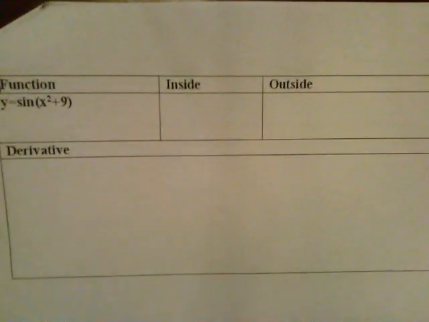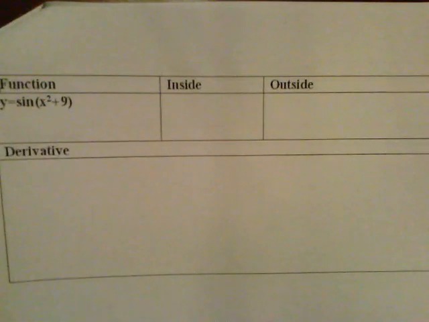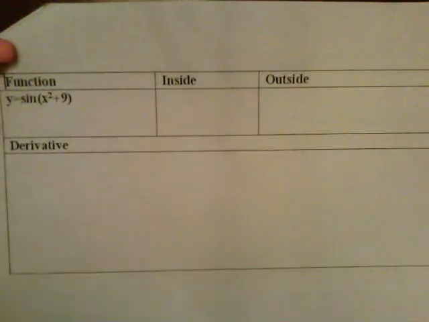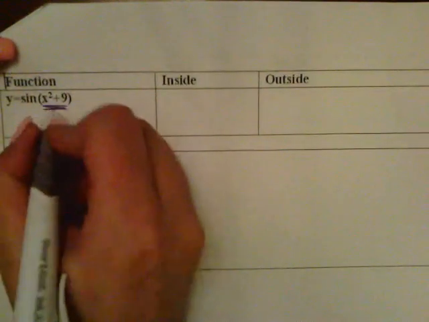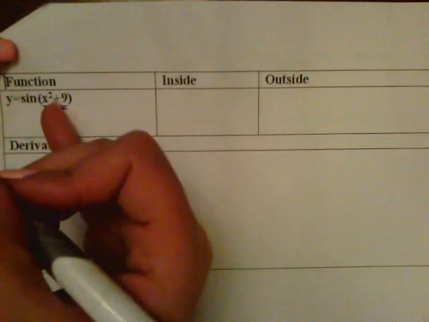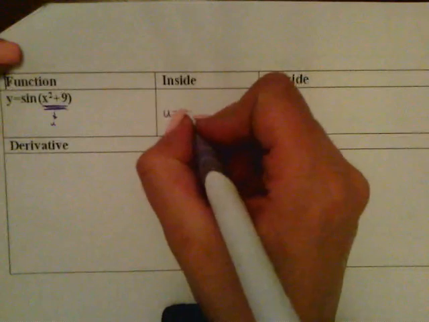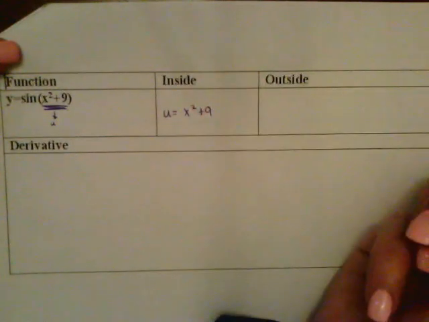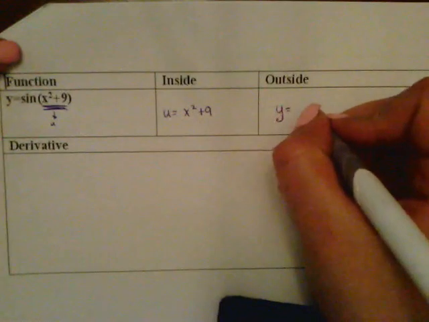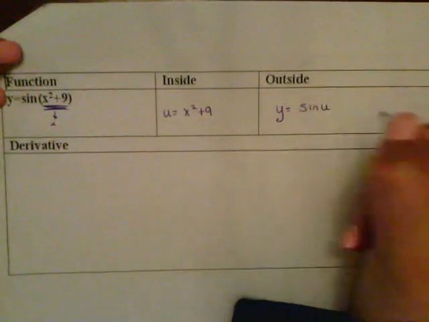Alright, another one. Alright, this is a good time to stop the video, see if you can figure it out by yourself. Alright, so who do you think is the inside function here? There is my u. That's the guy on the inside. Because what's happening to him? He is being taken by sine. So our inside, our u, is going to be x squared plus 9. So our outside is y equals sine of u.